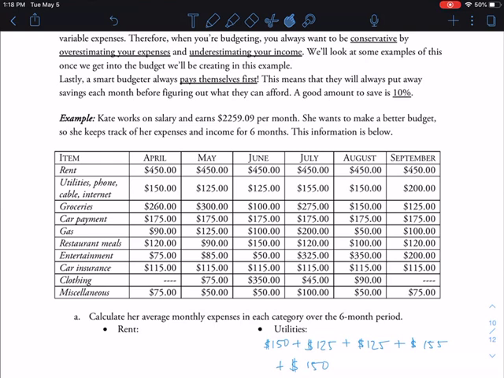Okay? All right. Kate works on salary and earns $2,259.09 per month. She wants to make a better budget, so she keeps track of her expenses and her income for 6 months. This information is below. Okay, so this is going to be our very long example, looking at Kate's lifestyle and then figuring out what she can afford on that salary.